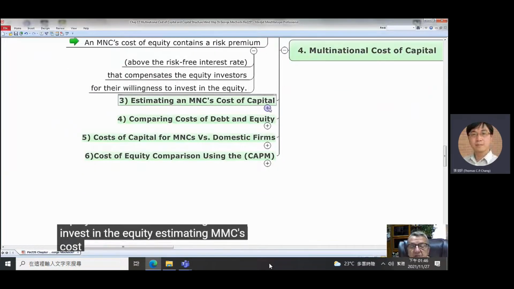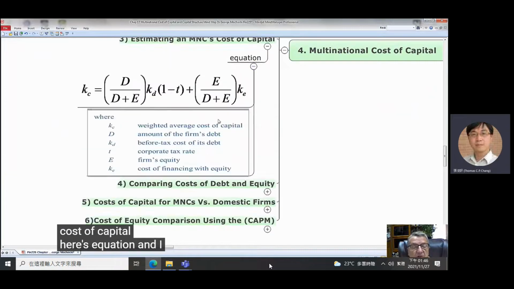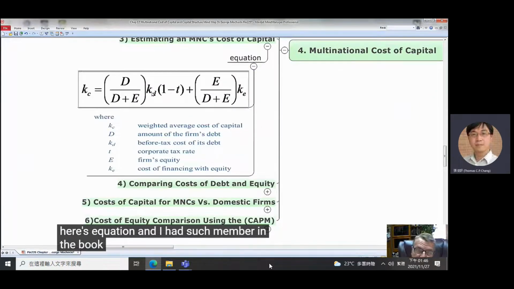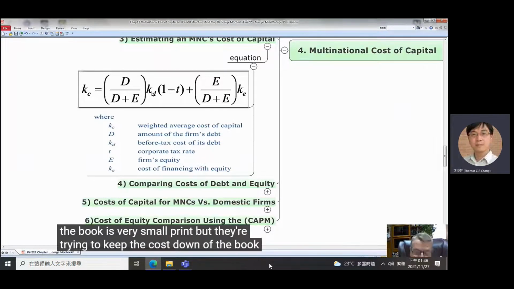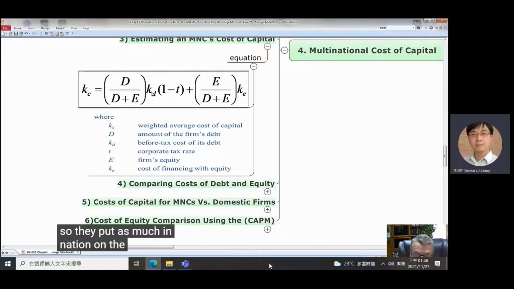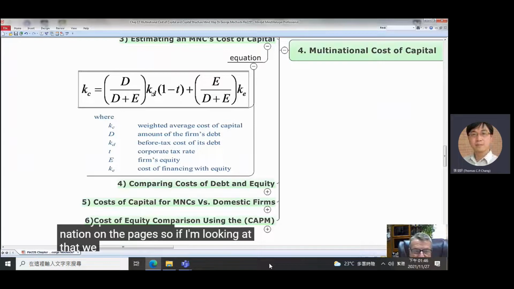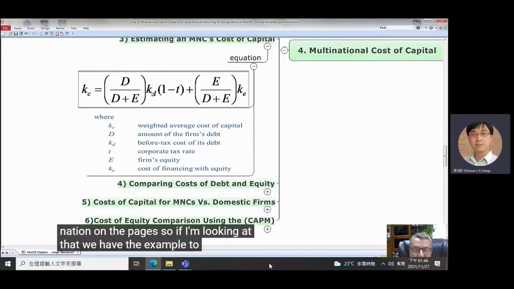Estimating MNC's cost of capital, here's the equation, and remember, in the book they have the chapters. The only thing I complain about the book is the very small print, but they're trying to keep the cost of the book down so they can put as much information on the pages. If I'm looking at that, remember, they have the examples to walk you through it. Here's just an overview. Here's the formula.